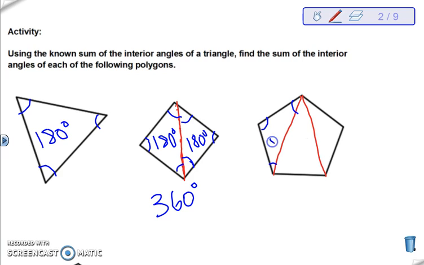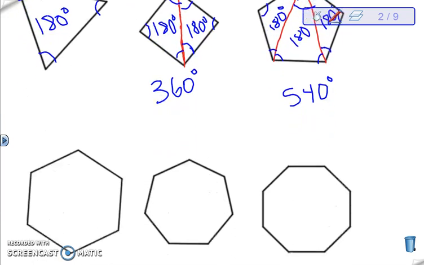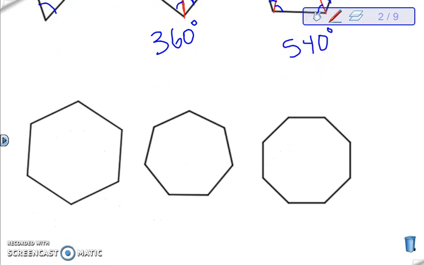So if I take these three angles and add them up, I get 180. If I take these three angles and add them up, I get 180. And then if I do the same over here, 180 degrees. Altogether, 540. And we can continue this pattern for any of these polygons.